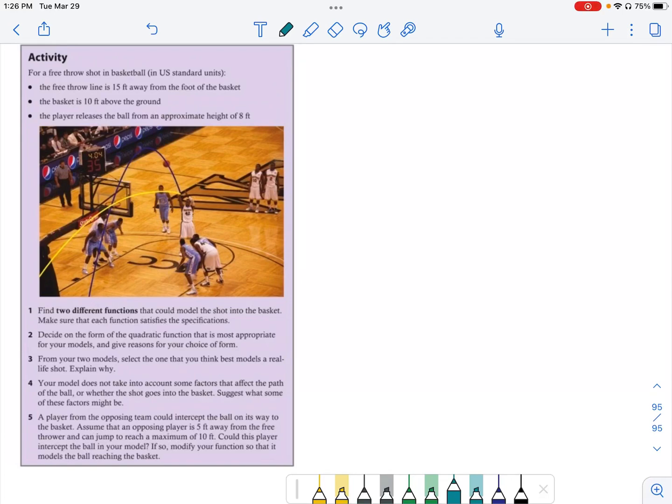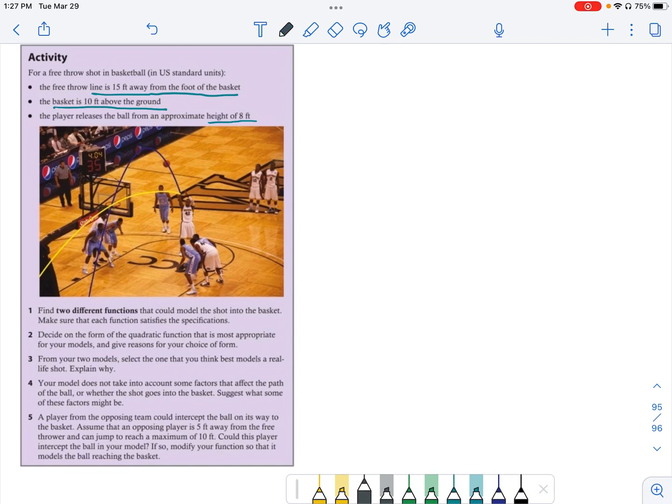In this activity, we're asked to find two different functions that could model the shot of a basketball into its net. And you can see, and we've discussed, that a basketball shot is the shape of a parabola. So we know this is going to be a quadratic function. We're given some information that the free throw line is 15 feet away from the foot of the basket, that the basket is 10 feet above the ground, and that the player releases the ball from a height of 8 feet. So this picture below is very helpful, and we can see how there are multiple ways for the ball to get in the basket.